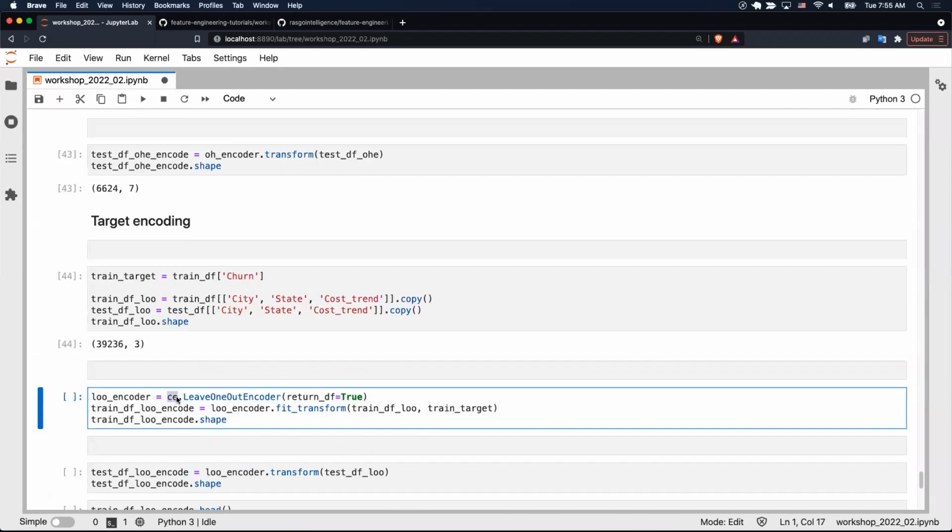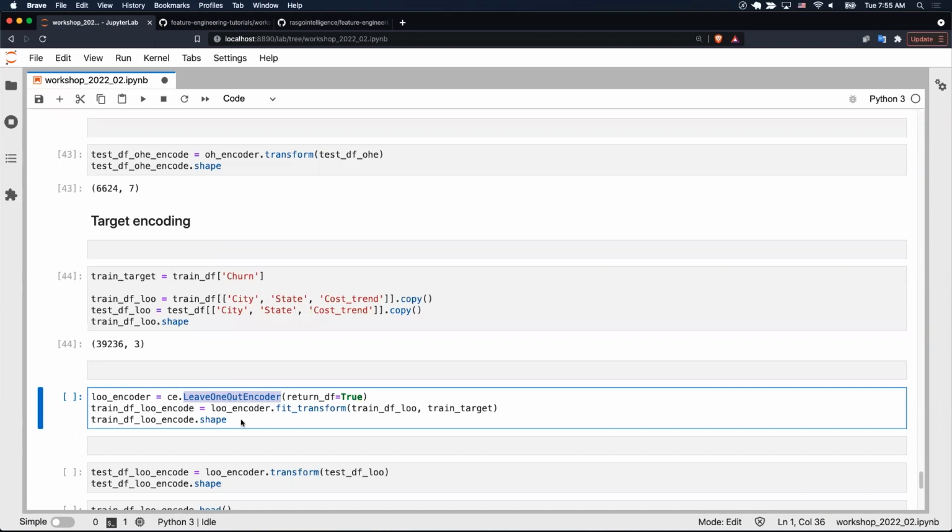And in this case, I'm using that category encoders package. So you can pip install this into your environment. There's two that I would look at. I'm using leave one out encoder. There's a very similar one called target encoder. They work very similar. You can choose which one you use.